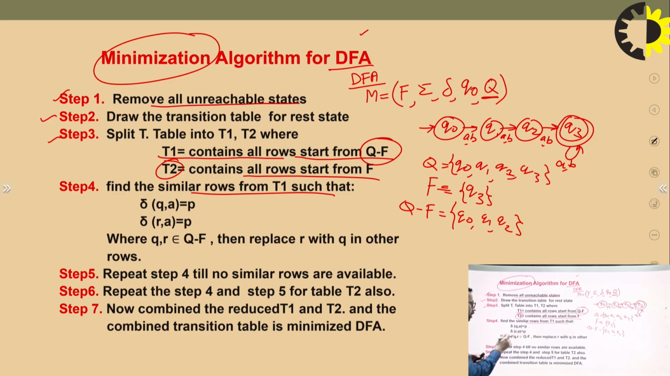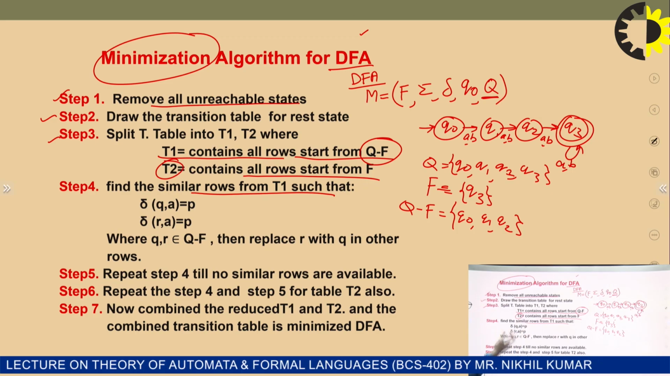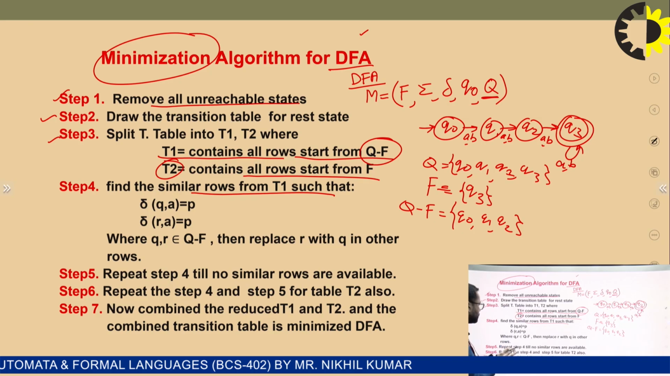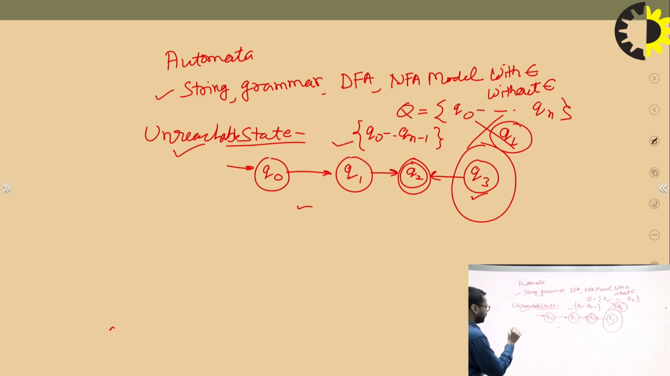So what we will do after creating the two tables T1 and T2 is find the similar rows from T1 such that delta(Q, a) equals P and delta(R, a) equals P. That means if both contain the same value, we will discuss what to do next. First it is necessary to discuss what the delta function is, if you don't know. Delta in the transition table, or in the DFA model, is basically a function that generates the next state after applying the input symbol in the given state.